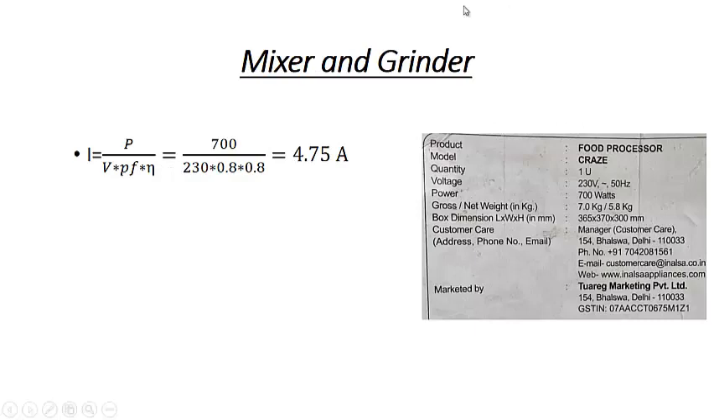Now mixer and grinder. This is the nameplate rating of the mixer and grinder that I had. In this case you can see the power rating is 700 watts and voltage is 230 volt. That is what I have written over. Power is 700 watts and voltage is 230 volt. Since in both the mixer and grinder we use a motor, that is an electrical motor, and we know that for an electrical motor we have to divide by power factor as well as efficiency, and I have taken a rough value for power factor and efficiency to be equal to 0.8. It comes out to be 4.75 amperes.